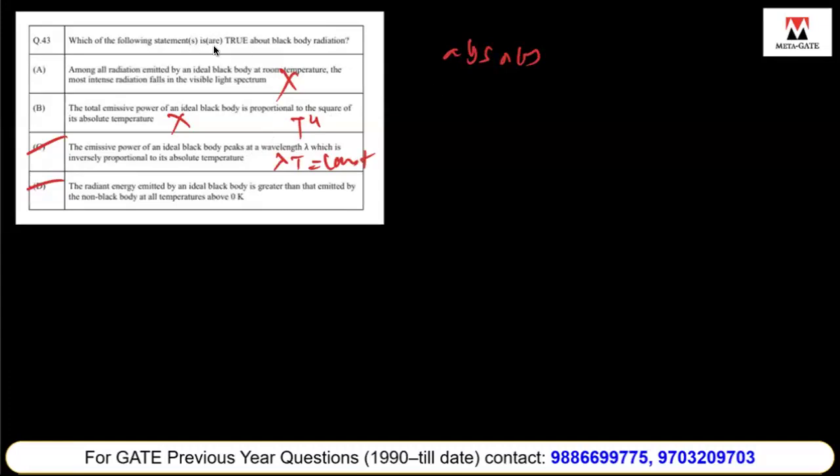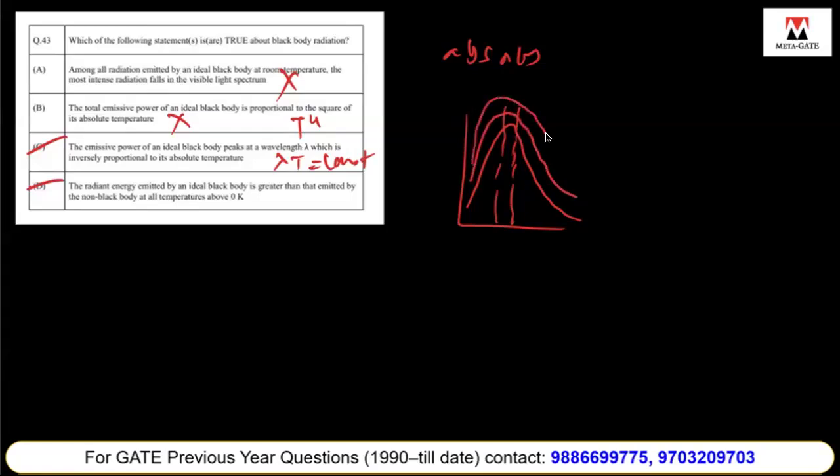Among all the radiations emitted by the black body, the most intense radiation does not fall in the visible spectrum, because the distribution of the radiation emitted by an ideal black body depends on its temperature and follows the curve known as the black body radiation curve. The peak shifts towards shorter wavelengths as the temperature increases, and towards longer wavelengths as temperature decreases. At room temperature, the peak of the black body radiation curve falls within the infrared range. As the temperature increases, it moves towards shorter wavelengths. So it is not in the visible spectrum.